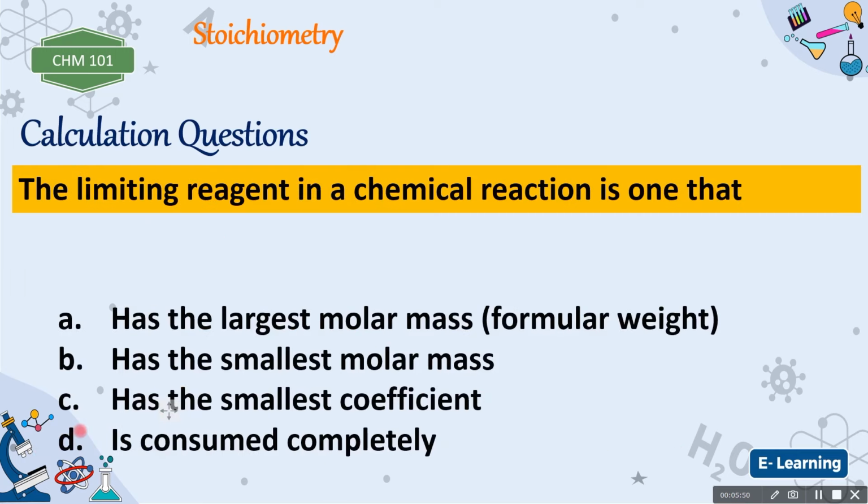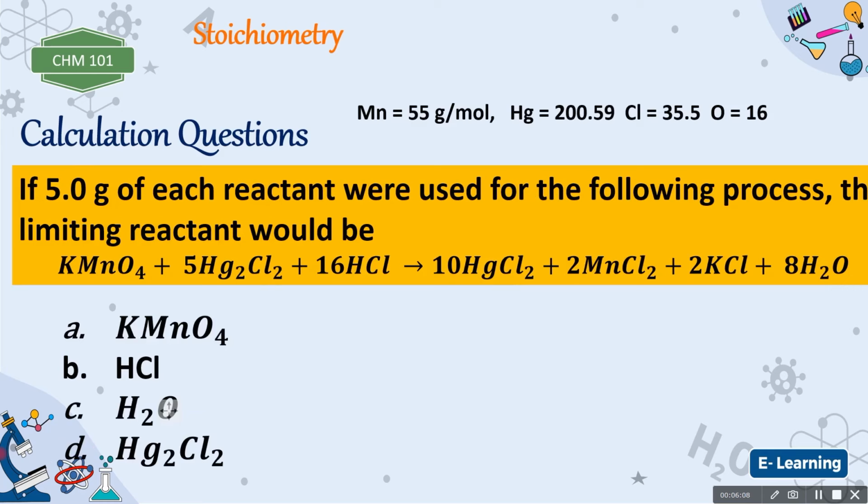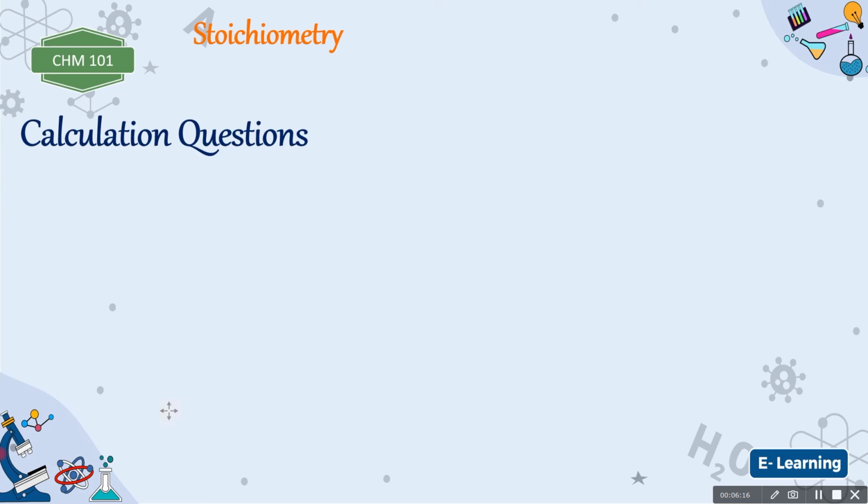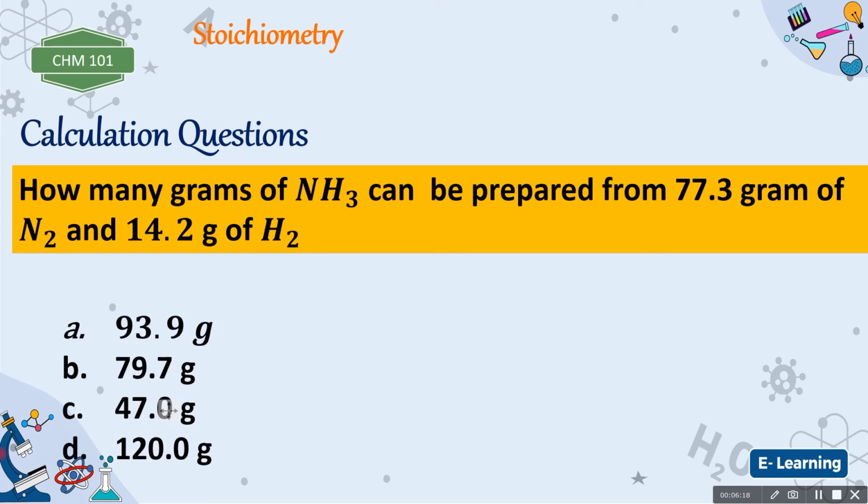The next: the limiting reagent in a chemical reaction is the one that is consumed completely. That is the limiting reagent. The limiting reagent in a chemical reaction is the one that is consumed completely during the course of the reaction. If 5 grams of reactant were used for the following processes, the limiting reactants would be, what do you think is the limiting reactant? Now, I'm going to solve this question later.